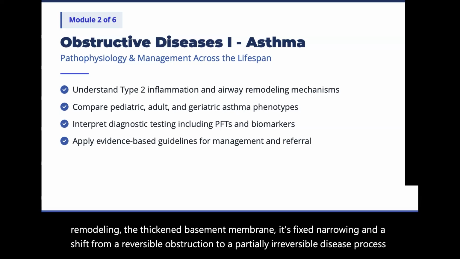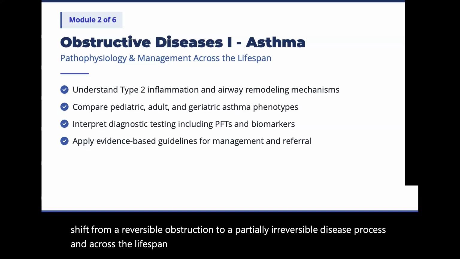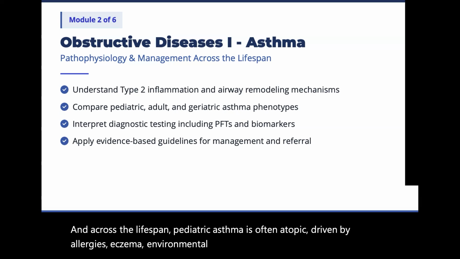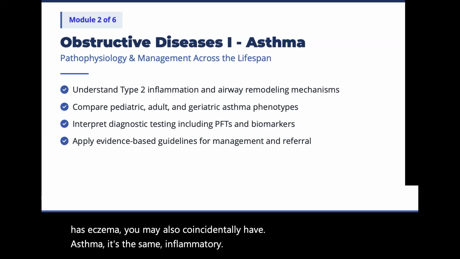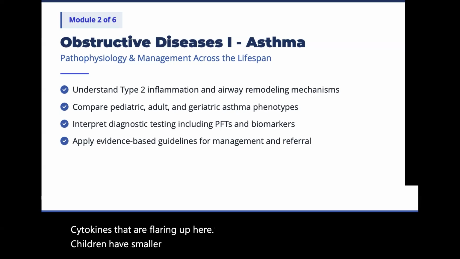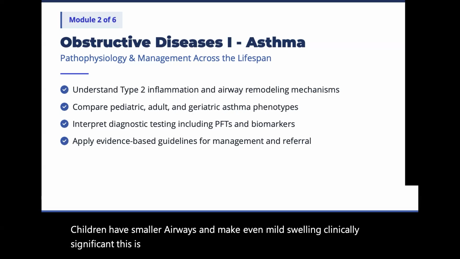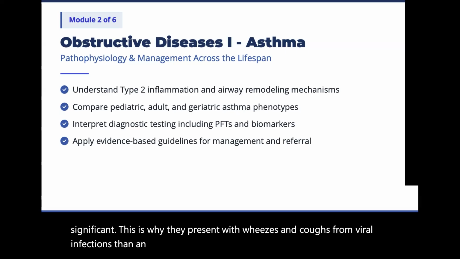And across the lifespan, pediatric asthma is often atopic, driven by allergies, eczema, environmental triggers. So it's not uncommon if a child has eczema, you may also coincidentally have asthma. It's the same inflammatory cytokines that are flaring up here. Children have smaller airways and make even mild swelling clinically significant. This is why they present with wheezes and coughs from viral infections that an adult can easily tolerate.